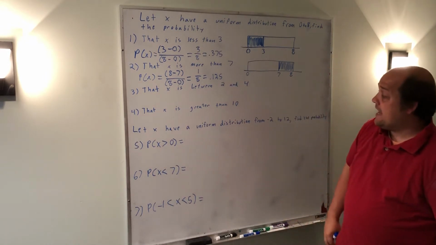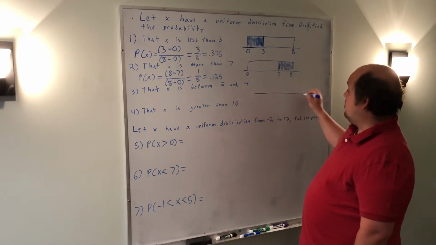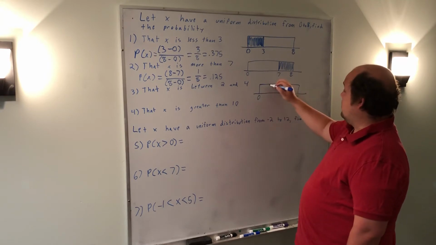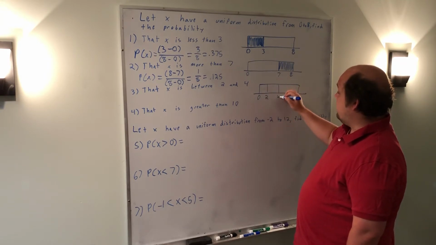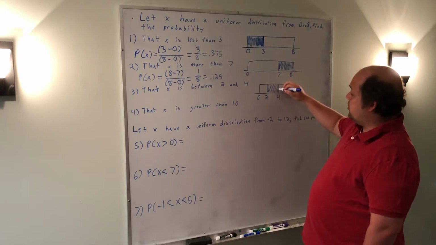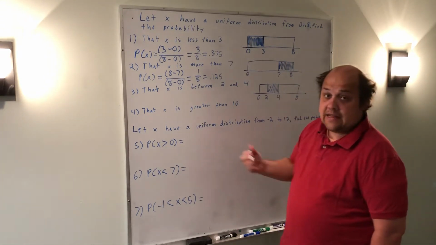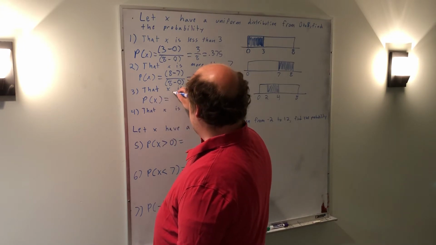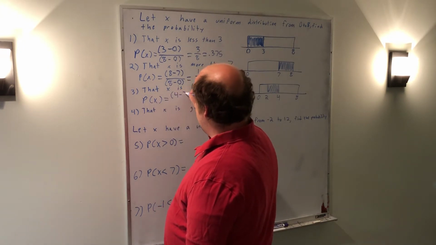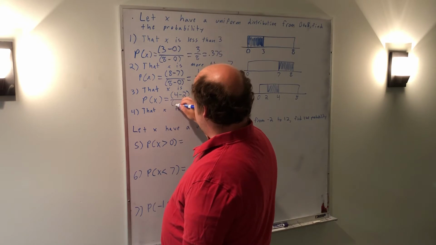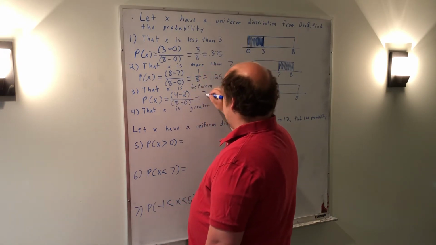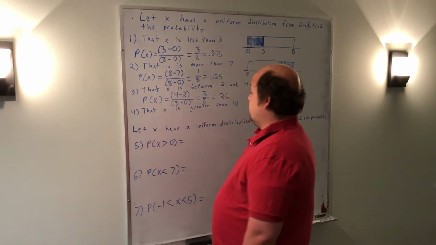Number 3 says x is between 2 and 4. Again, I make my empty box that goes from 0 to 8. Let's say 2's there, let's say 4's there. This would be the shaded area that I'm looking for. That means that my probability on top is the length of the shaded area, which ends at 4, starts at 2. On bottom is the length of the whole box, which ends at 8, starts at 0. This becomes 2 over 8, which is 0.25.